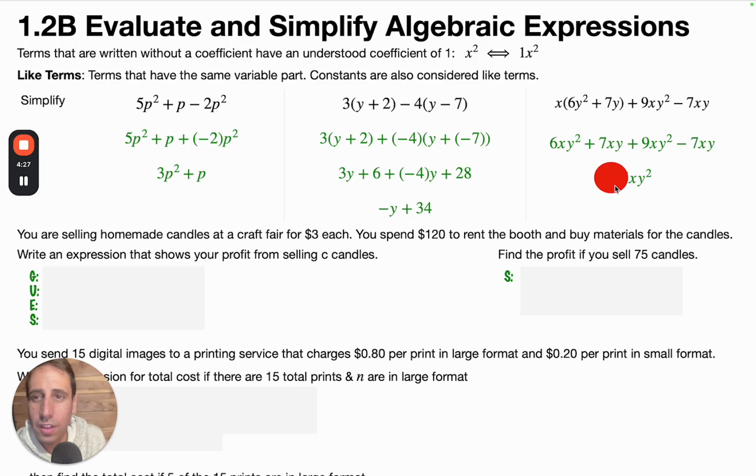All right, you are selling homemade candles at a craft fair for $3 each. You spend $120 to rent the booth and to buy the materials for the candles. Write an expression that shows your profit from selling k candles.